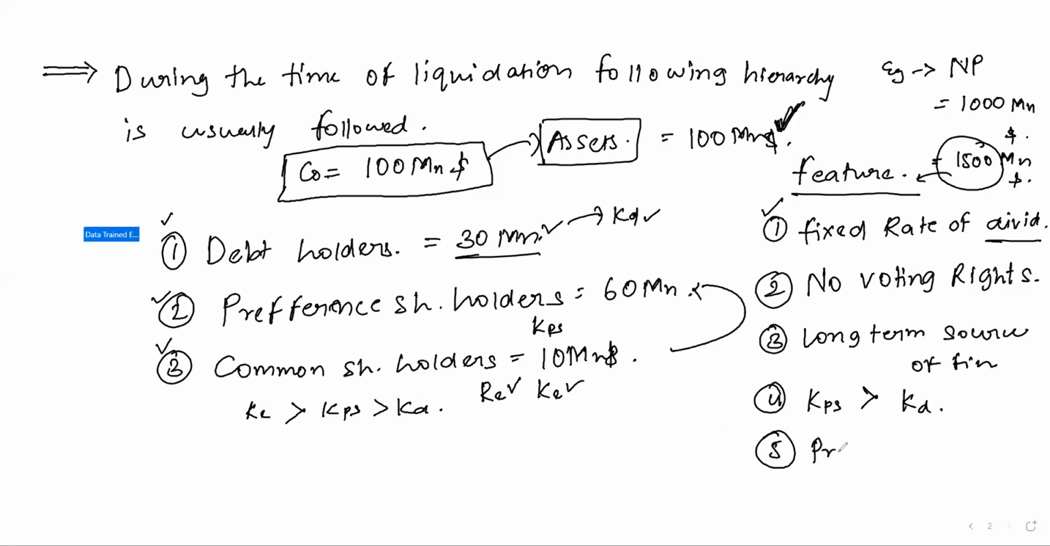And preference shareholders don't have the right to select the management. The right through which the owners of the company select the management lies in the common shareholders' hands, not the preference shareholders'. And preference shareholders receive preferential dividends.